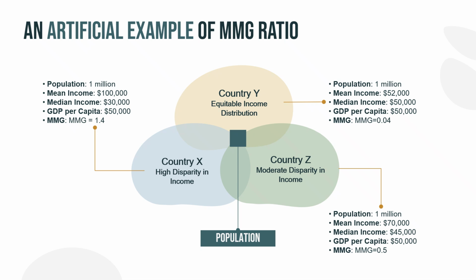To illustrate, let's look at three artificial examples. In country X, the mean income is much higher than the median, leading to an MMG of 1.4, which signals high inequality. In country Z, the gap is smaller, and the MMG is 0.5, showing moderate inequality. In country Y, mean and median income are almost the same, producing the MMG close to 0, which indicates a more equal distribution. These examples show how the MMG ratio can clearly distinguish between different income structures.